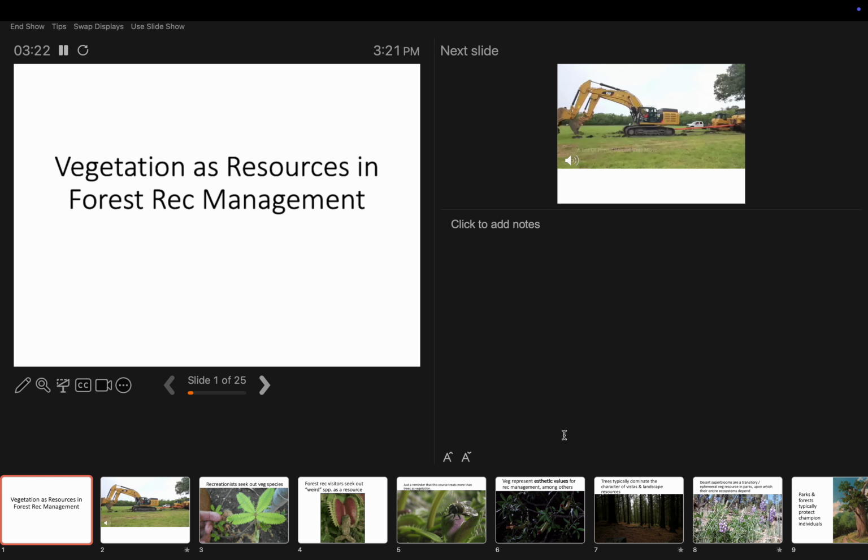So when you have soil resources plus water resources, typically we're looking at vegetation resources in most places as well. So let's get into our forest resources and non-forest vegetation resources as a resource specifically with respect to forest and outdoor recreation management.